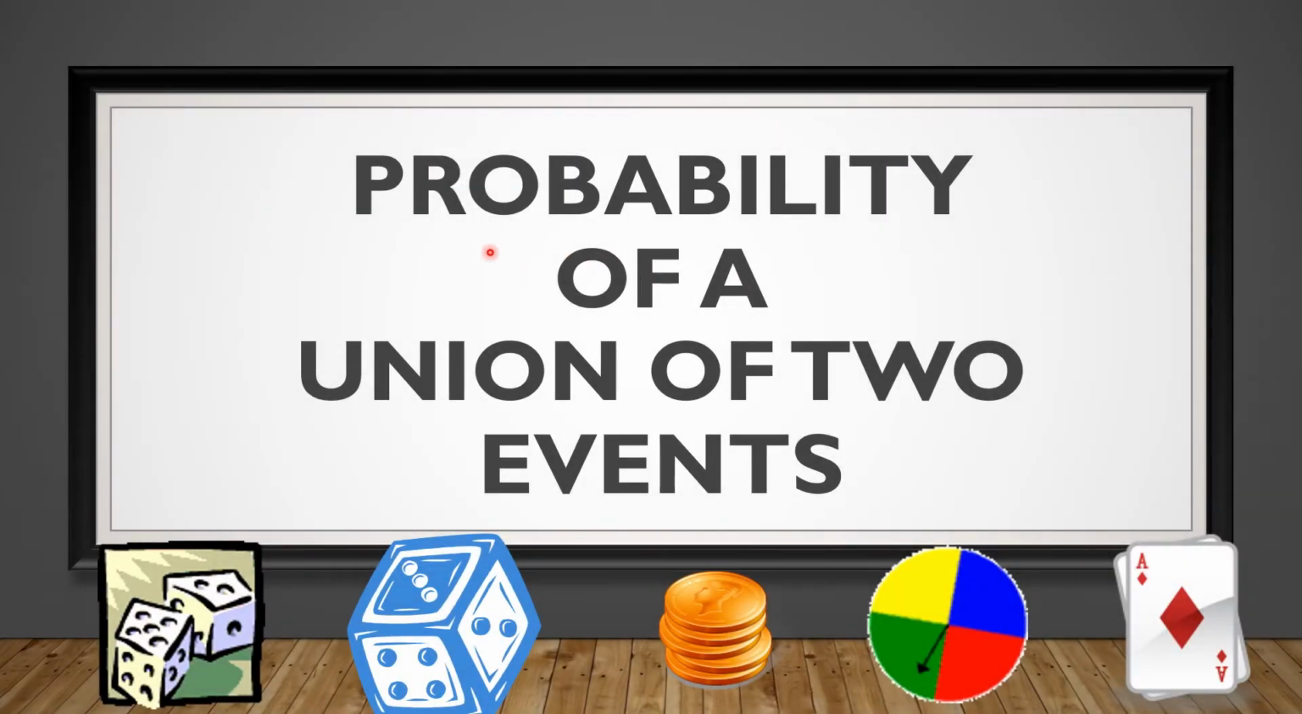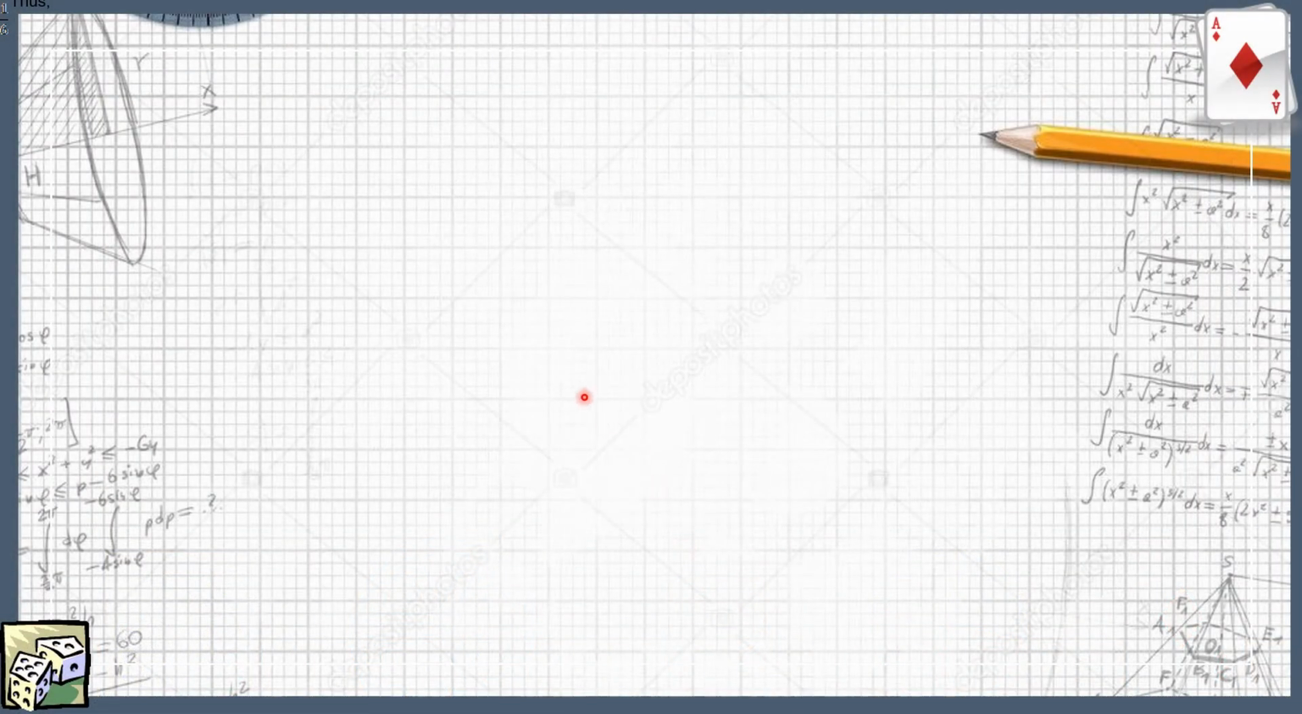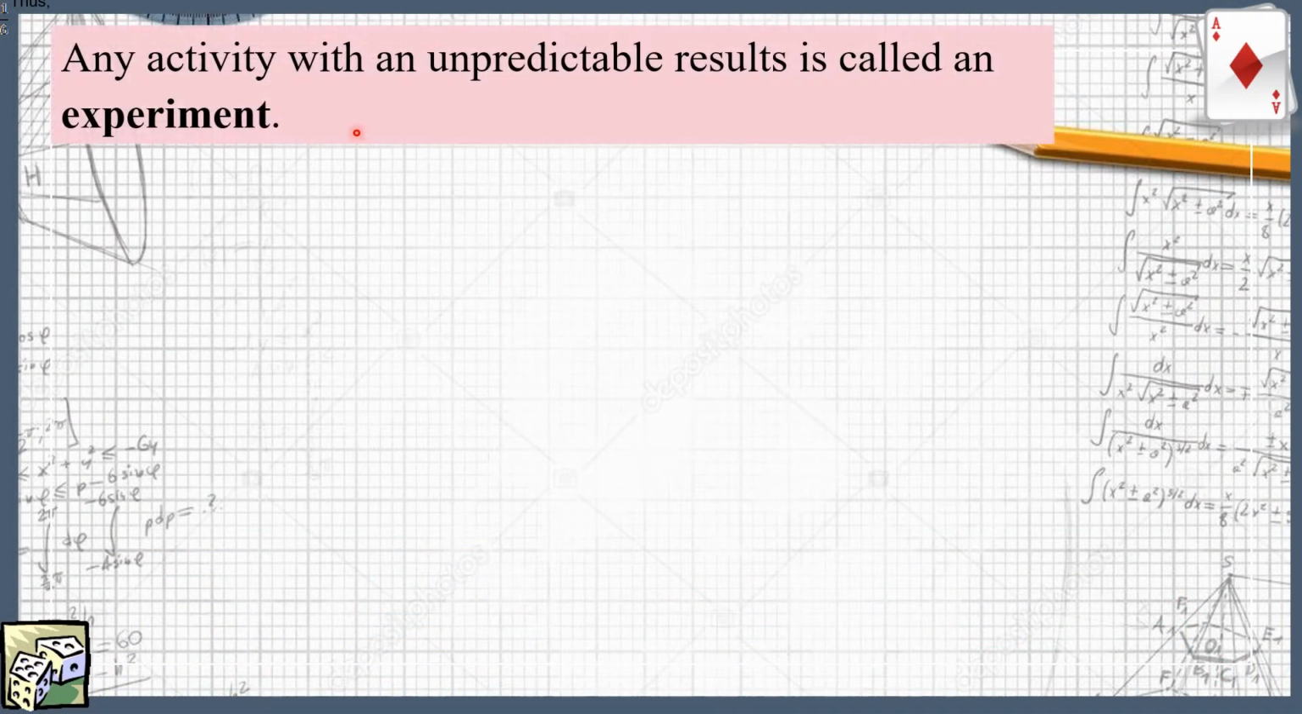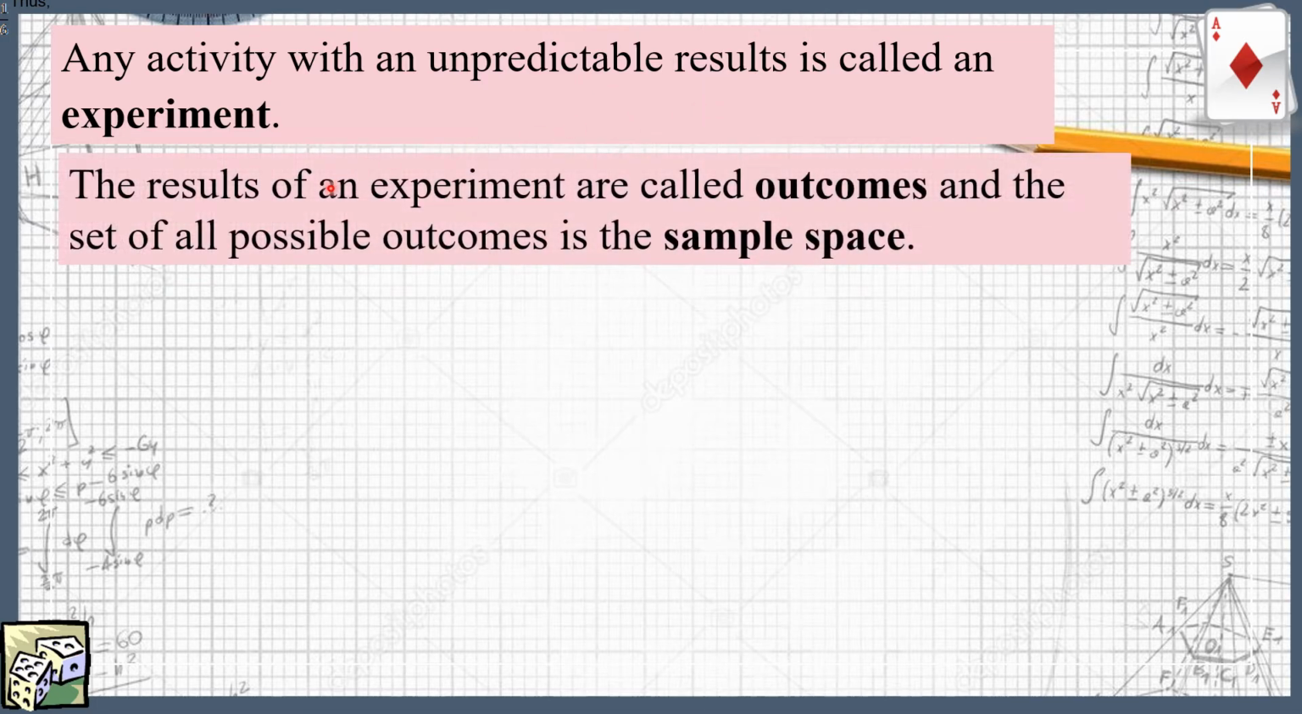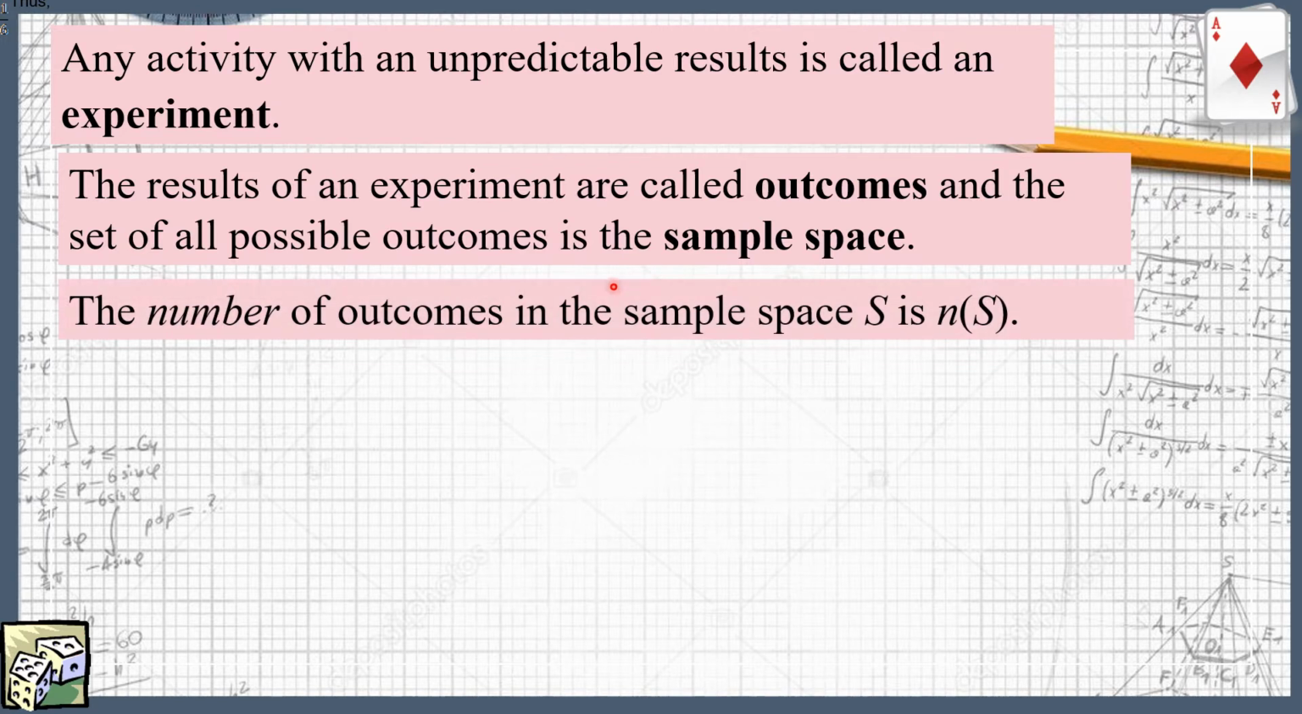In this lesson, we're going to discuss probability of a union of two events. Last lesson, diniscuss natin yung tinatawag nating experiment or the activity with unpredictable result. In an experiment, we have the result or what we call the outcome. And the set of all possible outcomes is what we call the sample space.